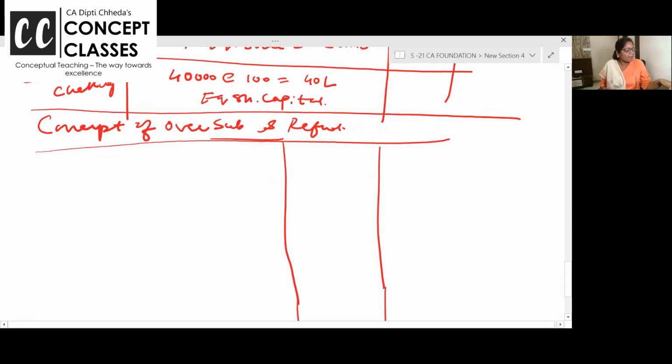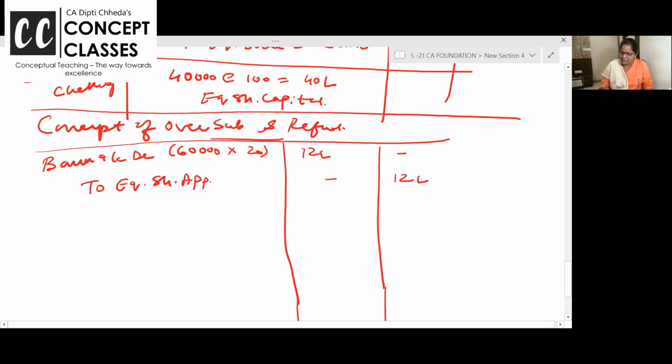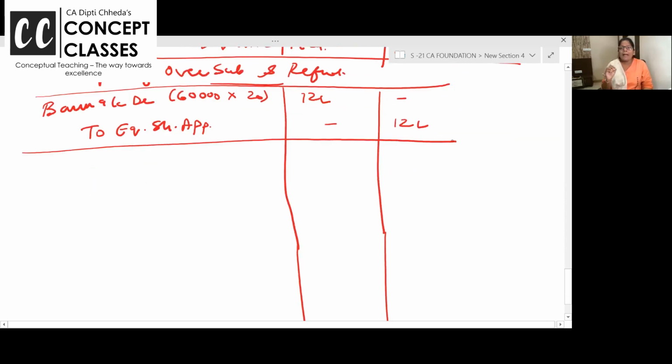50,000 shares were payable. Company received applications for 60,000. Bank account debit 60,000 applications are received at 20, to equity share application account, 12 lakhs and 12 lakhs. In exam also, please put a line after the journal entry. It looks neat. It will just take 1 second. Bank to share application, 60,000 into 20.